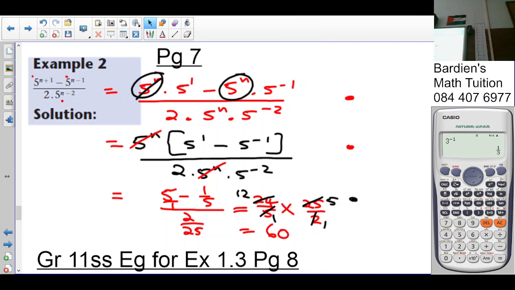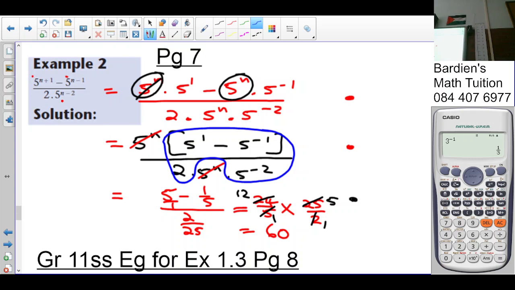Otherwise, what I could have done was put that in a bracket, as a fraction, and put that whole fraction in the calculator. So it's 5 to the exponent 1 minus 5 to the negative 1, all over 2 times 5 to the negative 2. This also gives 60, which confirms my answer.